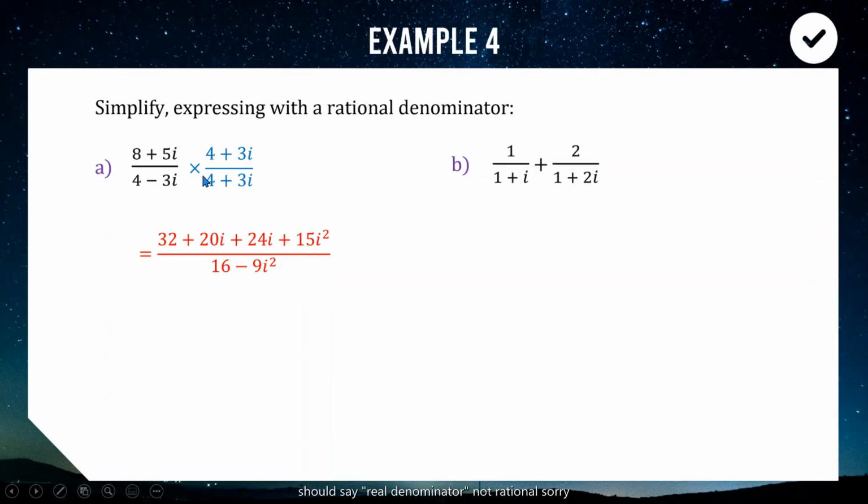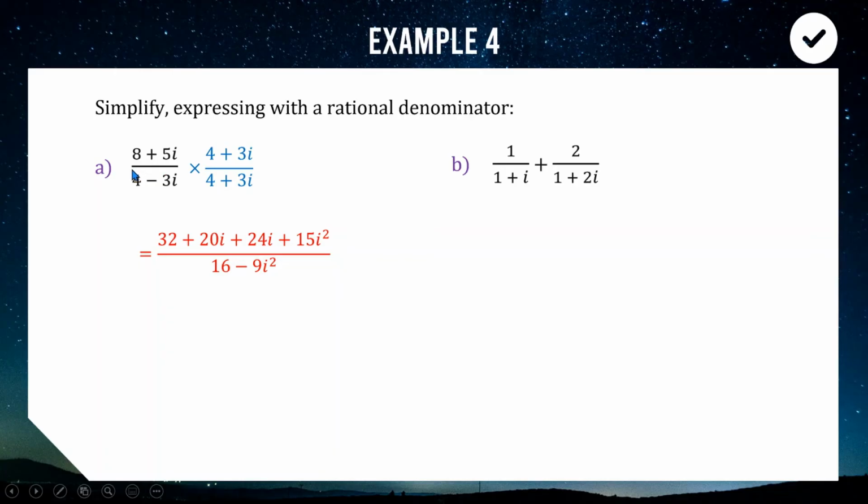On the top, we're going to use our binomial expansion. So we've got 8 4s are 32. We've got 4 times 5i is 20i. 8 times 3i is 24i. And 5i times 3i is 15i squared, which will eventually be negative 15.